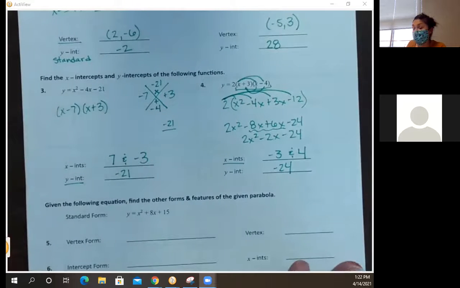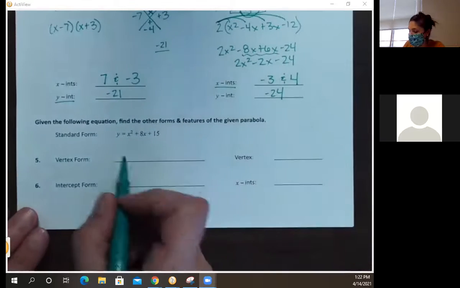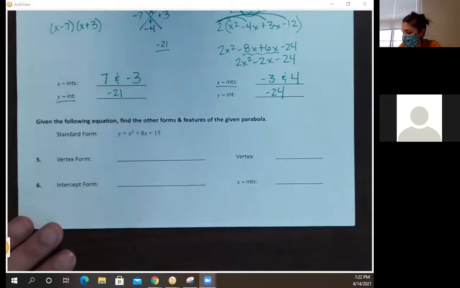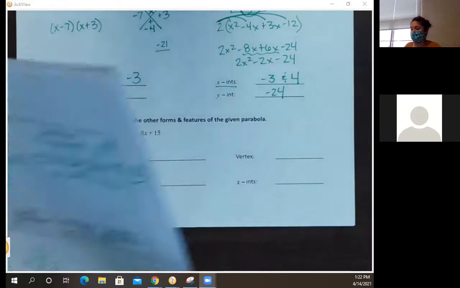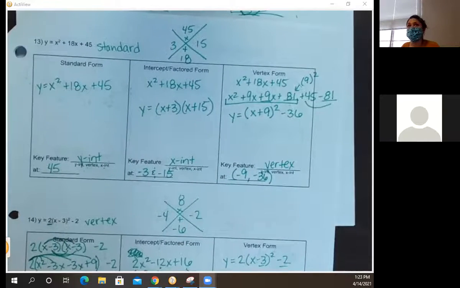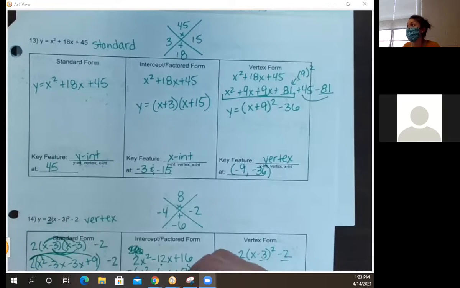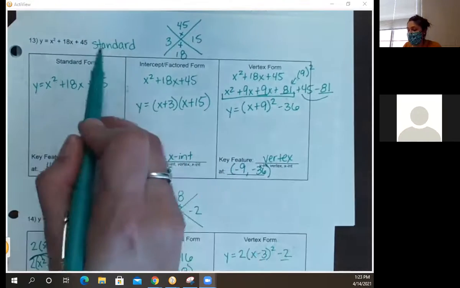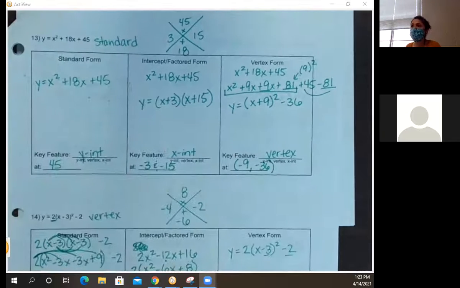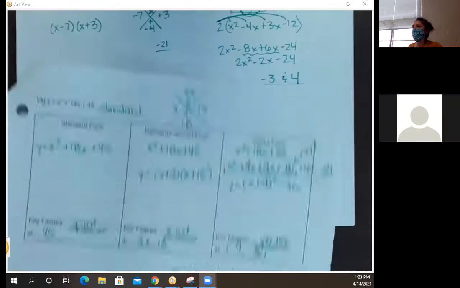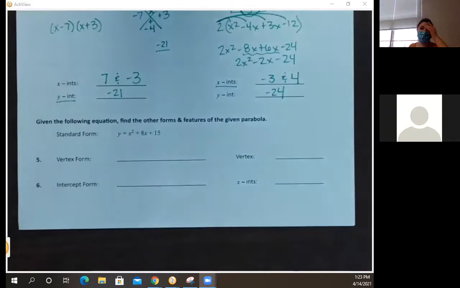Okay. Number 5 and 6 down at the bottom. We're given a function in standard form, and we want to change it to its other form. Again, we did this. We did like 6 problems like this on Friday. So I had a function, we changed it to its other forms, and we did it with all different types of starting forms. We started with standard, we had a couple where we started with intercept, we had a couple where we started with vertex. We've done this every which way we possibly could. You guys know how to do this.